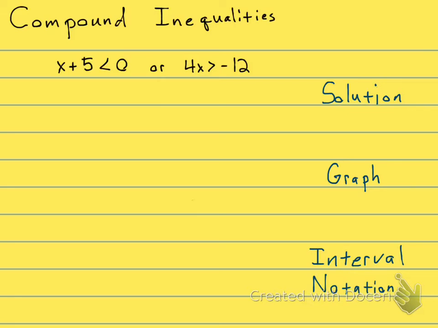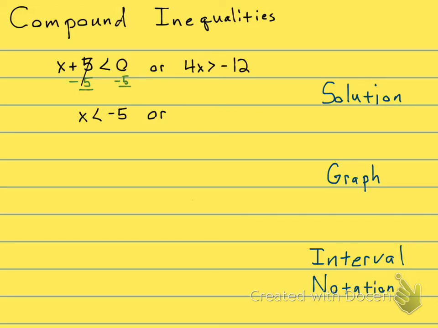x plus 5 is less than 0. We're going to subtract 5 from both sides. And now x is less than negative 5. Or, look on the right side, 4x is greater than negative 12.